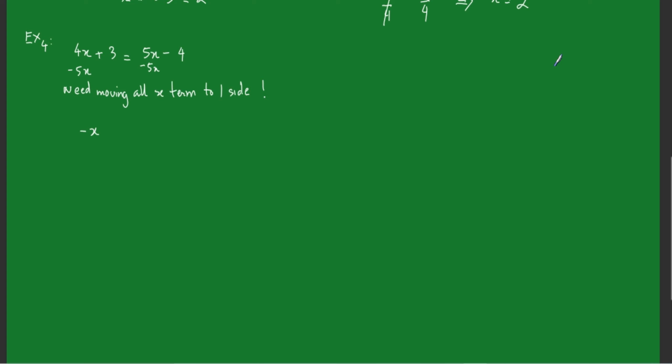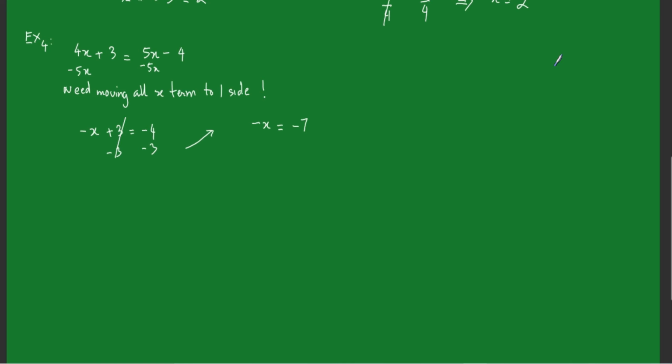The 3 and the 4, I just keep for the time being. We want to rewrite it. And now I need to move 3, so I'm going to subtract both sides by 3. So what I have left is negative x equals negative 4 minus 3, which is negative 7.